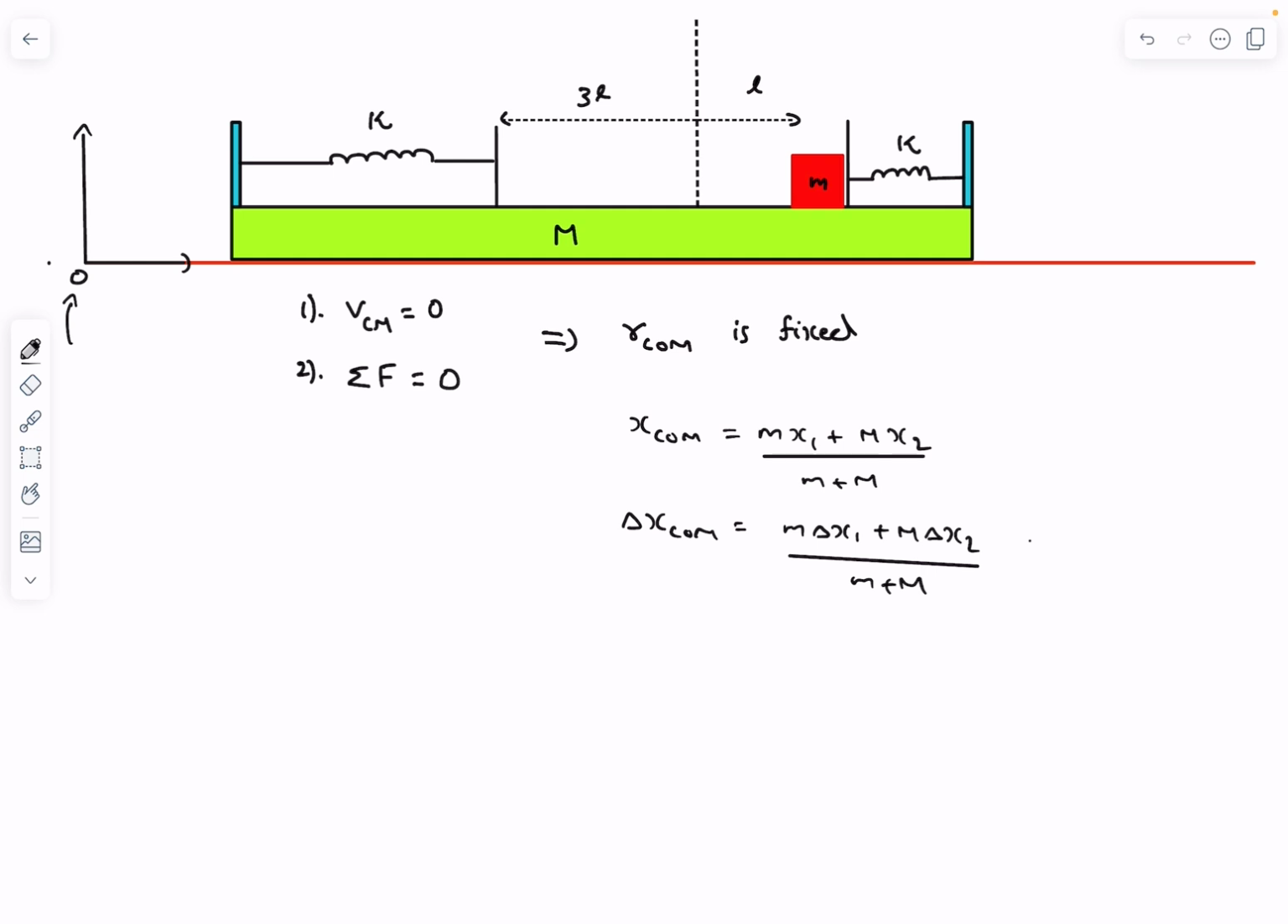But I know that the x coordinate of the center of mass does not change. So this would just be zero, which means m times delta x1 plus capital M times delta x2 equals 0.